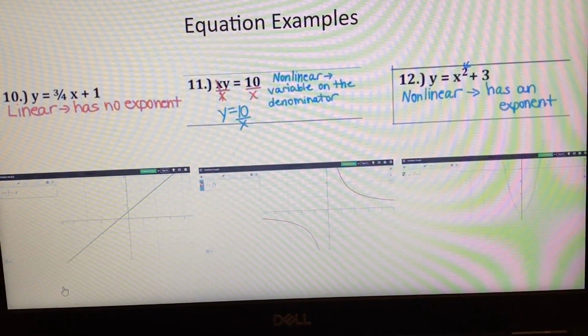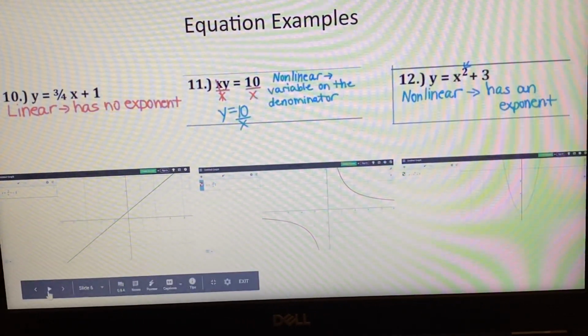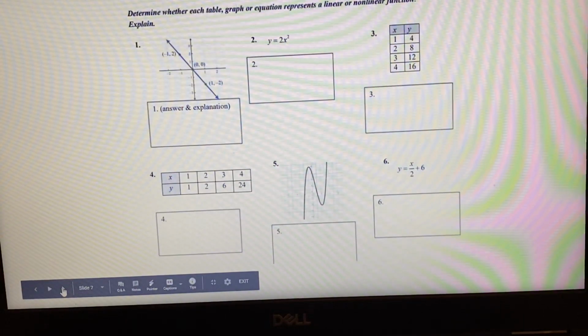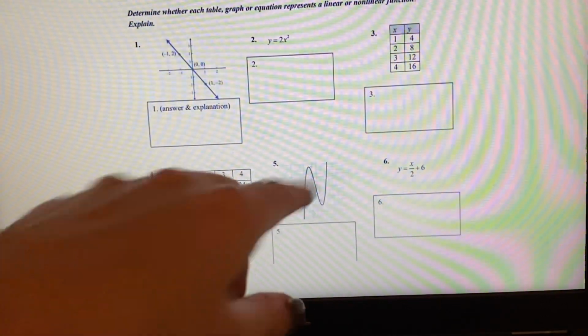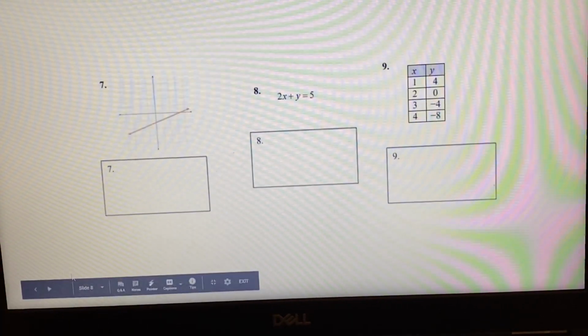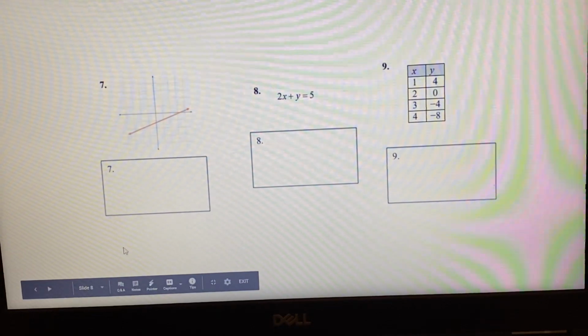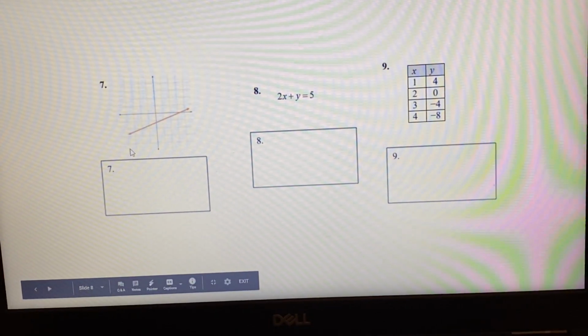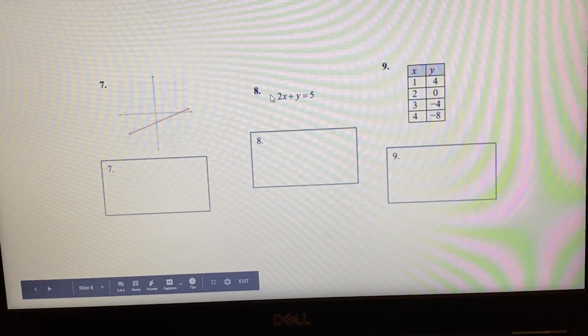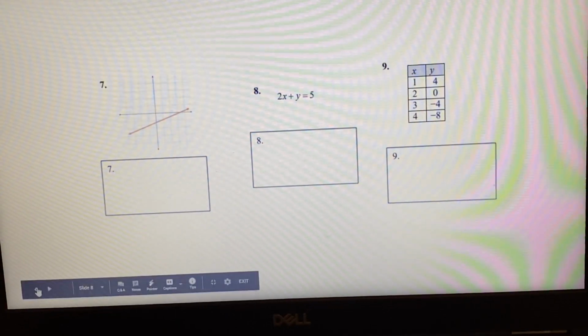Okay, now that you understand the difference between linear and non-linear, I have an assignment for you to do for this week. Okay, it is going to be on Google Classroom. There are 9 problems. 1, 2, 3, 4, 5, 6, and then I'll have to go to the next slide. But you guys actually have it. Oh, I don't have the next slide. Oh, yeah, I do. There it is. 7, 8, and 9. So there's 9 questions that you have to get done by Friday.